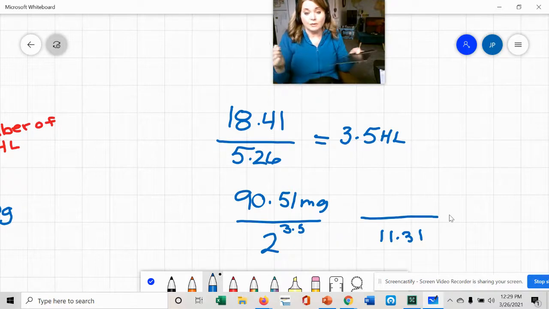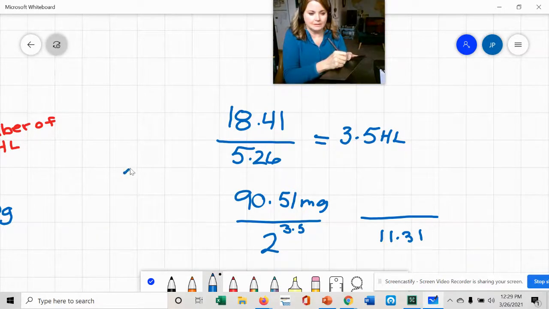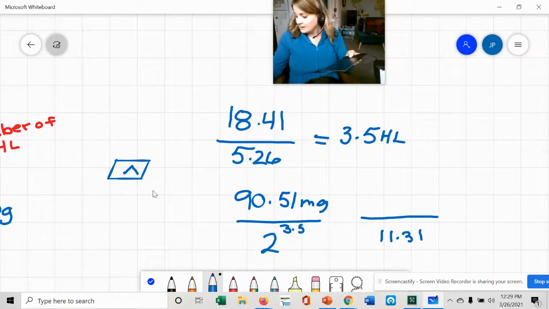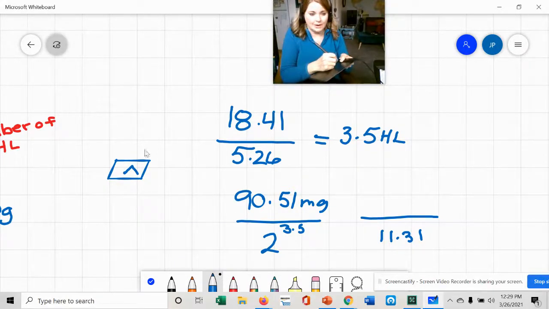The other tool you might have on your calculator, you might have a little caret, which looks like this. So that might be what your key looks like. It might be a little caret like that. Okay, that also means exponent on your calculator. So mine is a y to the x key, looks like this.